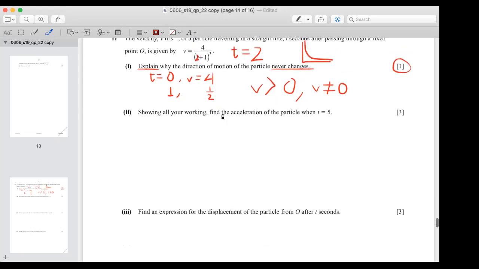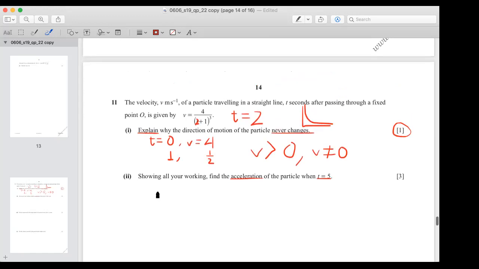Okay, showing all your working, find the acceleration of the particle when t equals 5. So when you want to find acceleration, acceleration is the derivative of velocity. Now looking back here, let me just delete this. The equation for velocity is v equals 4 over (t plus 1) to the power of 3.